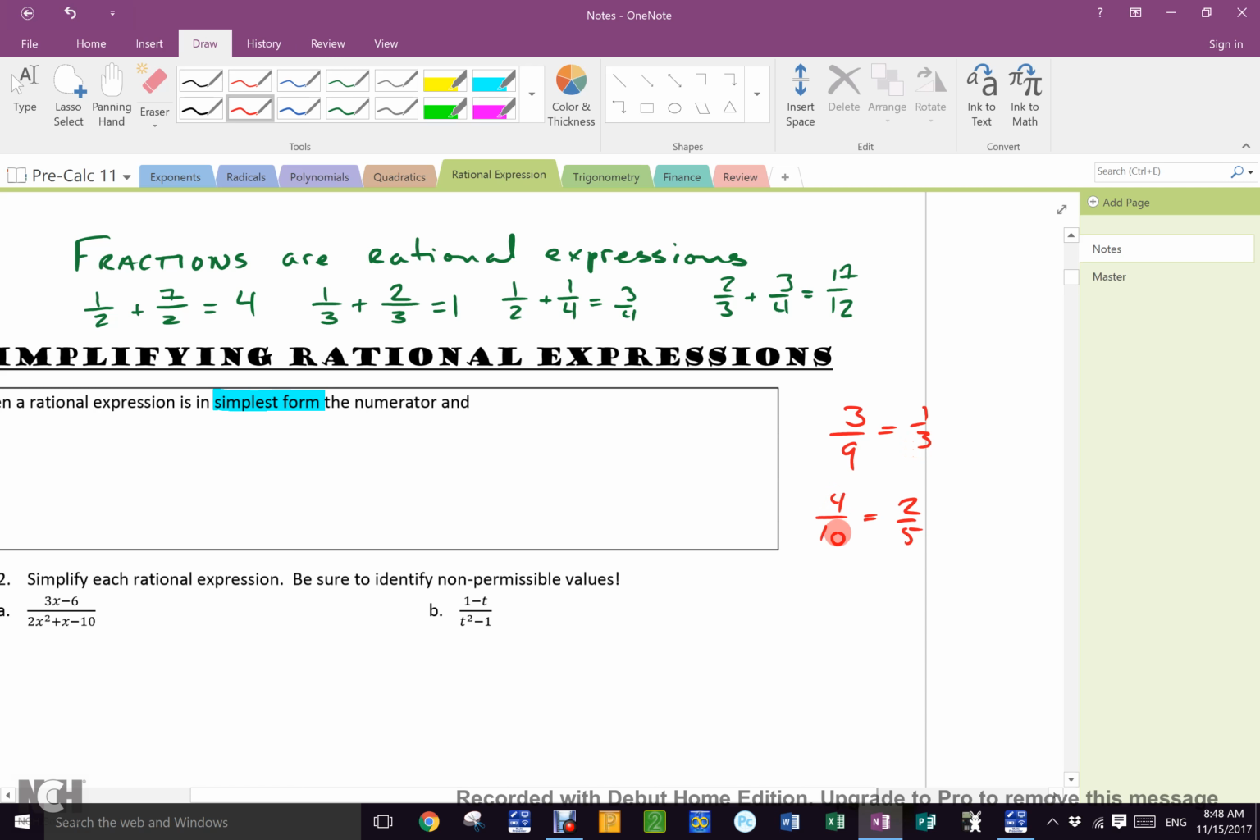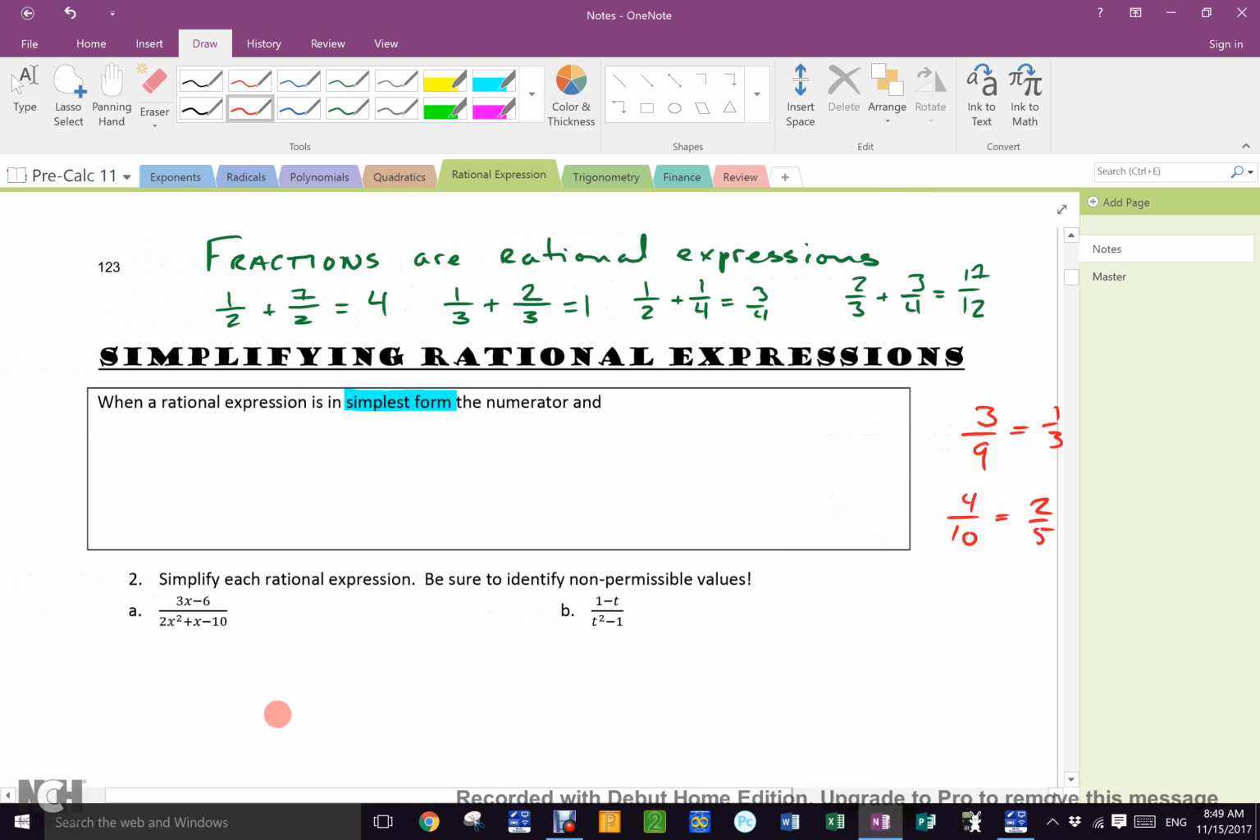2 goes into 4, 2 goes into 10, 2 and 5. Can you go any further there? No, because there are no what? What did I have with 3 and 9 and 4 and 10 that I do not have with 1 and 3 and 2 and 5? I don't have a common factor, do I? So, if that's how you simplify fractions, and fractions are rational expressions, then what must we do to a rational expression to put it in simplest form? What must we remove? All the GCFs.